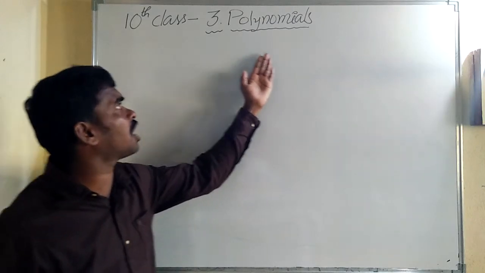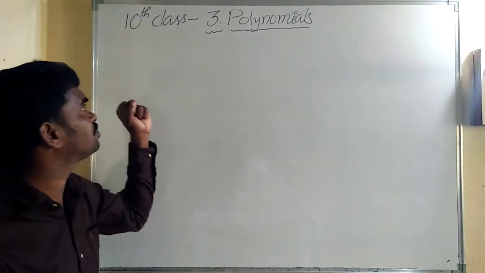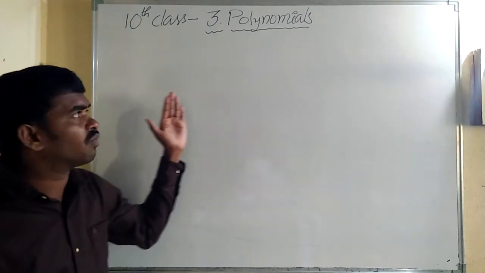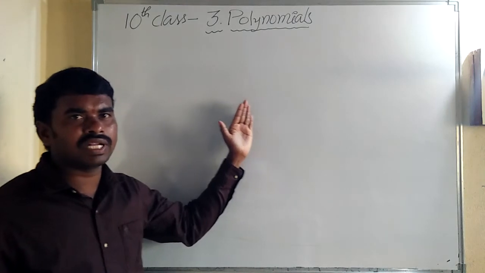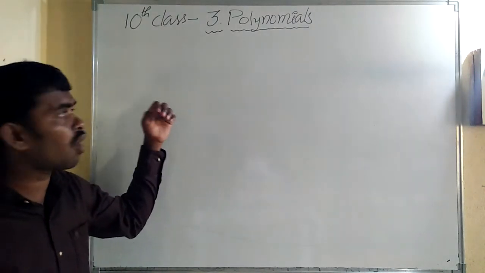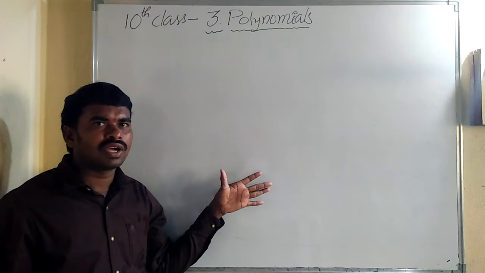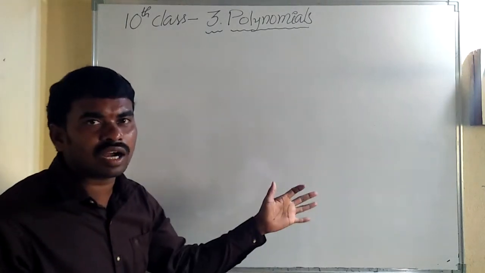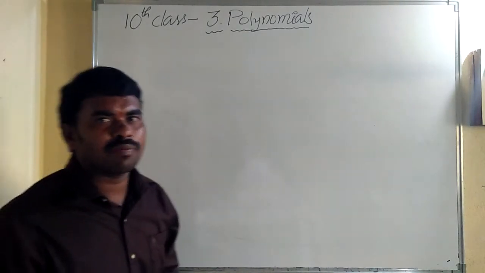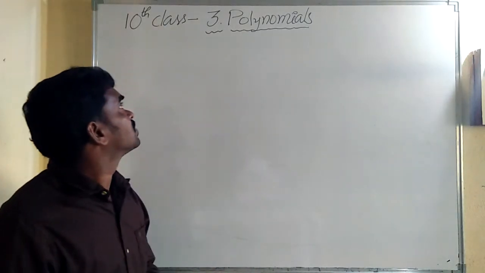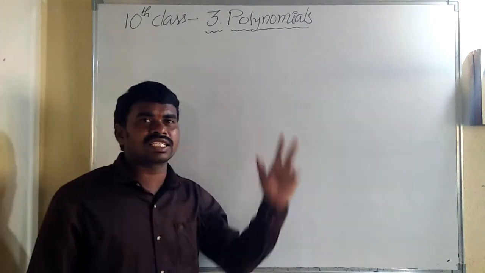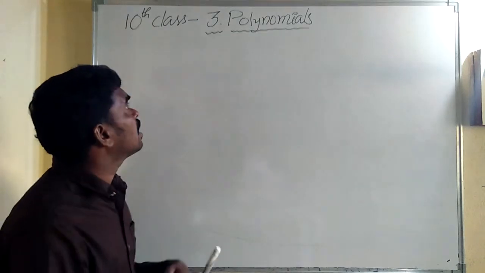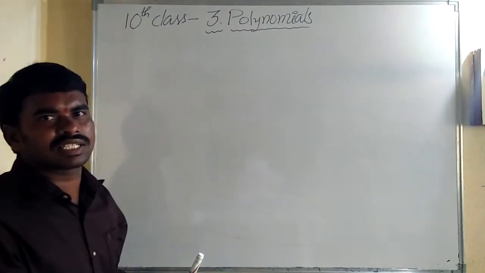In these polynomials, we can discuss what is the degree of a polynomial, what are the forms of polynomials according to their degree, then how can we find zeros, and how can we check whether the given values are zeros of a polynomial or not. Most probably we have discussed this about polynomials in 9th class also. So let us see what is in this 10th class.